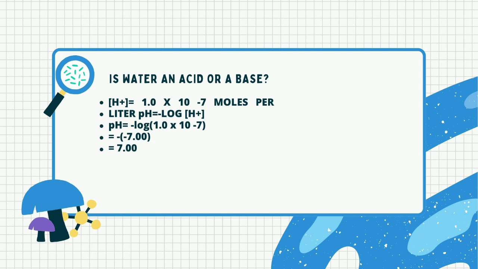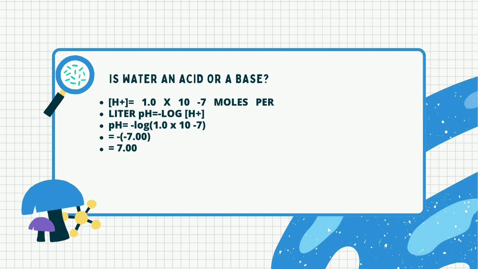Since pH is what we are looking for, we use the formula of the pH scale. So, pH is equal to negative log of the concentration of H plus ions. So, pH is equal to negative log of 1.0 times 10 raised to the negative 7. So, what is the result?